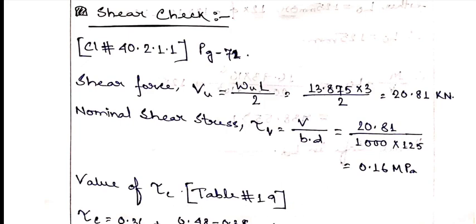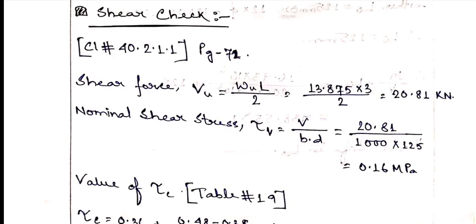To check shear, first of all we have to find the value of shear force, that is Vu, that is equals to WL by 2. This is written in clause number 40.2.1.1 of IS 456/2000 on page 72, but we already know that to find out the value of shear force we have to use the formula WL by 2. So that is equals to Wu, we have calculated 13.875 into L is 3 by 2, that is equals to 20.81 kilonewton. Now nominal shear stress tau V is equals to V by BD.